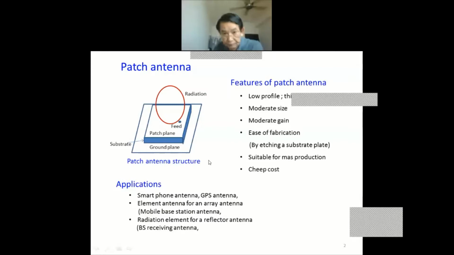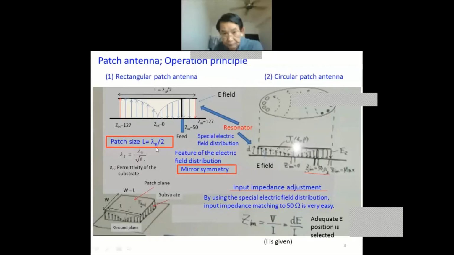So next, I will explain the operation principle. The most typical structure is the rectangular patch. Another shape is a circular patch. This circular and rectangular naming is given for the shape. This is the rectangular shape, and this is the circular shape.